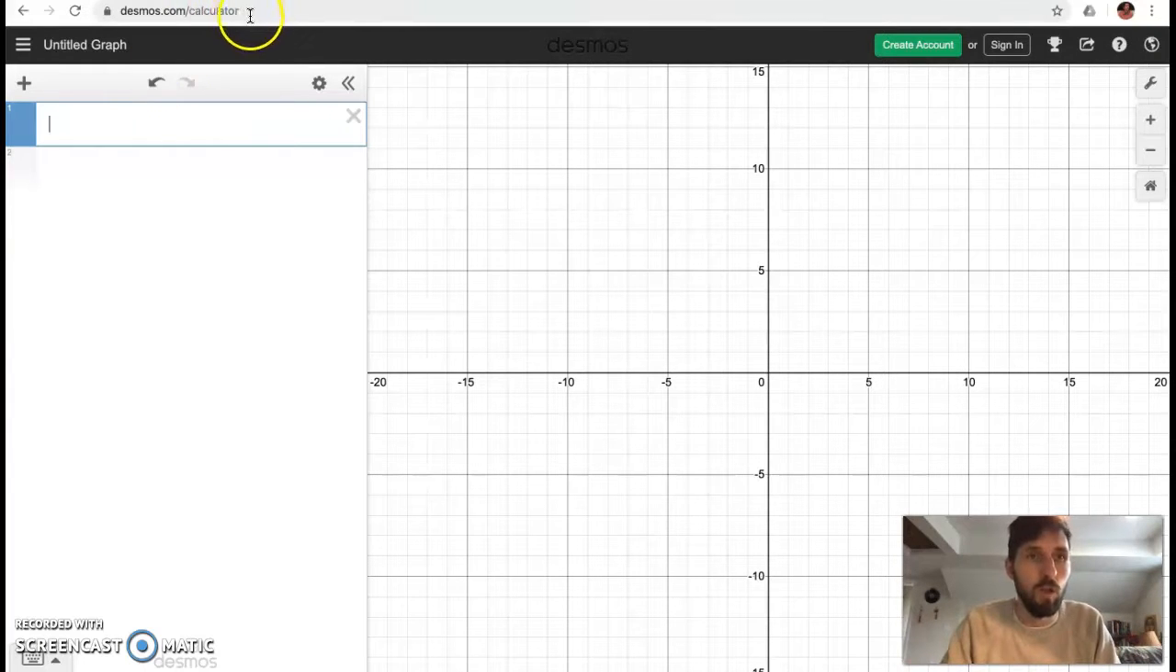The resource that you guys should use is this website, desmos.com/calculator. It's a really good online graphing calculator. It's free. It works pretty well on your phone. You don't really need an account to use it. As you can see, I'm not signed in or anything.